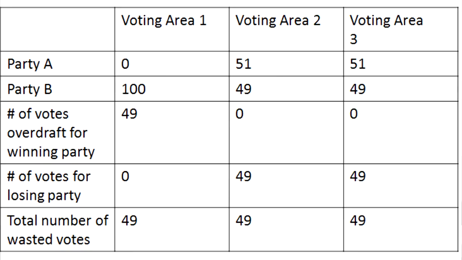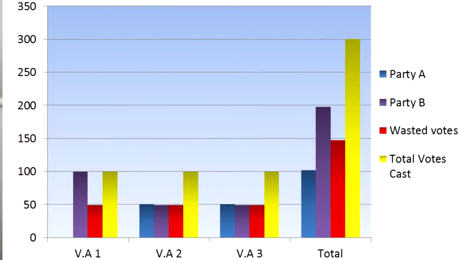In voting area 1, party B gained 41 more votes than it needed in order to secure the win. In voting area 2, party A did not get any votes over what was needed, but instead, 49 constituents' votes were wasted simply by voting for the losing party. This is repeated in voting area 3. This means that even if a party wins by a vast majority or a 2% vote difference, the same amount of votes are wasted. As we look at the graph, we can see that the number of wasted votes in this system are always the same using first past the post.